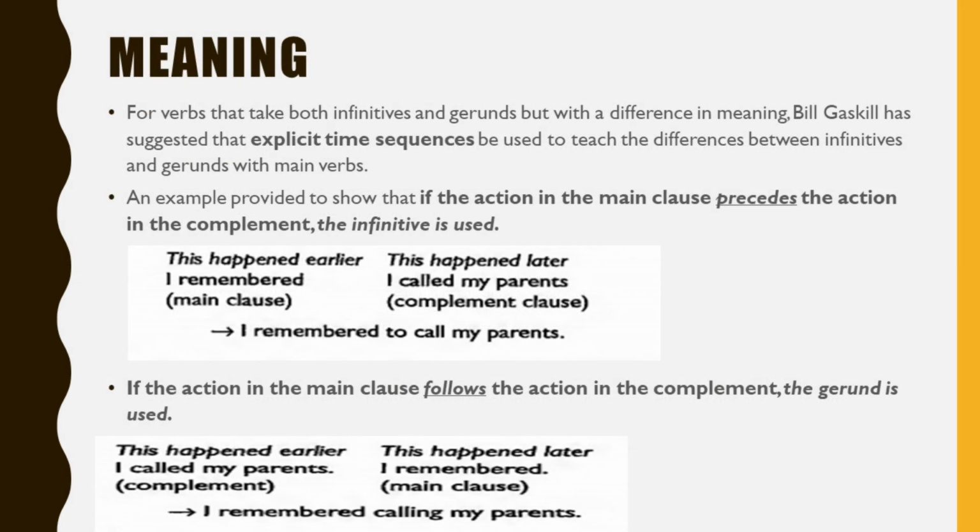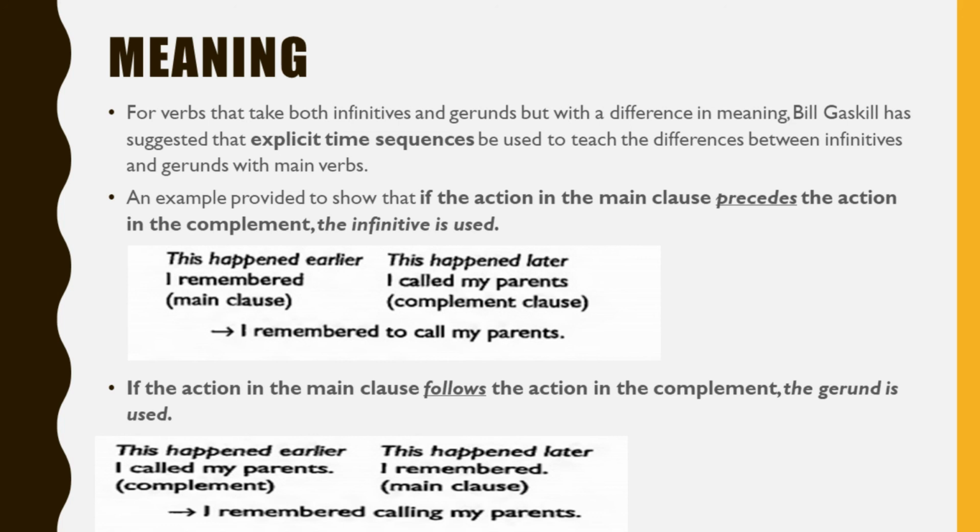For the meaning. For verbs that take both infinitives and gerunds but with a difference in meaning, Bill Gaskill has suggested that explicit time sequences be used to teach the difference between infinitives and gerunds with main verbs such as remember and forget. The teacher introduces these verbs along with a number of situations that can appropriately serve as complements. For example, call my parents, tell you the news, lock the door, and smoke cigars.